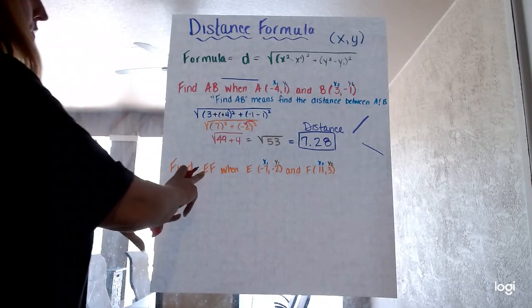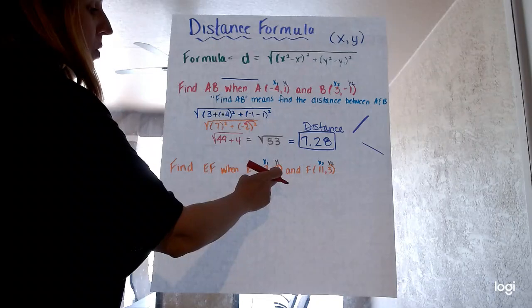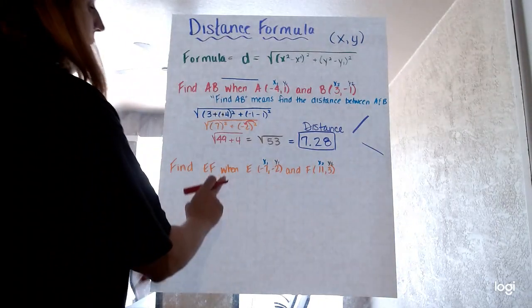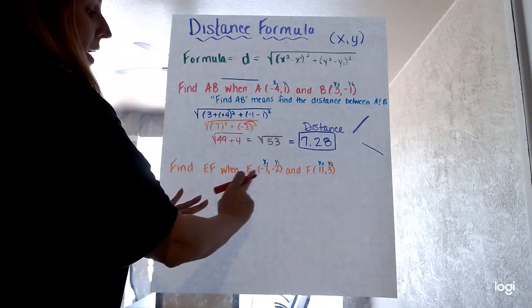Okay, so we've got to do this one now. Find EF when E equals -7, -2, and F equals 11, 3. So find EF means to find the distance between E and F.